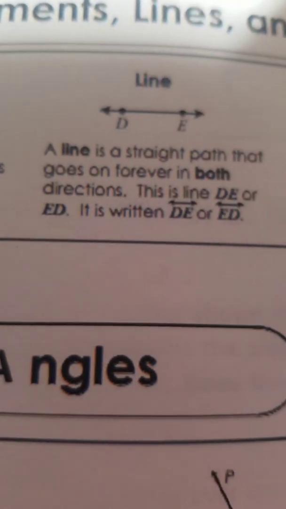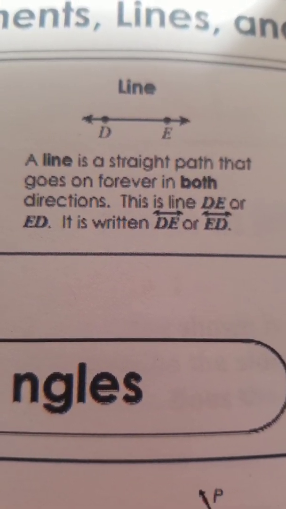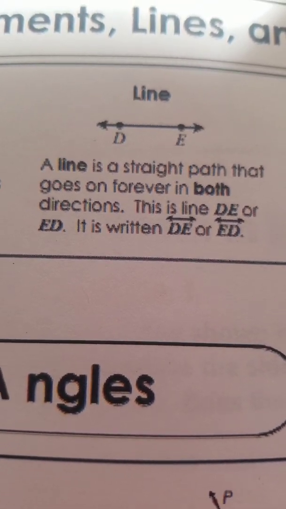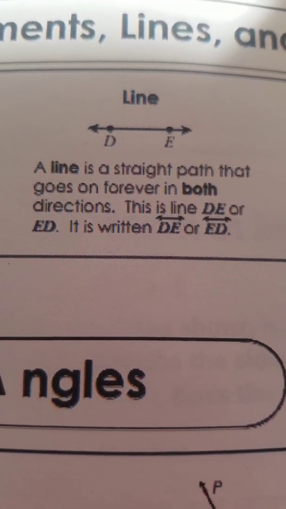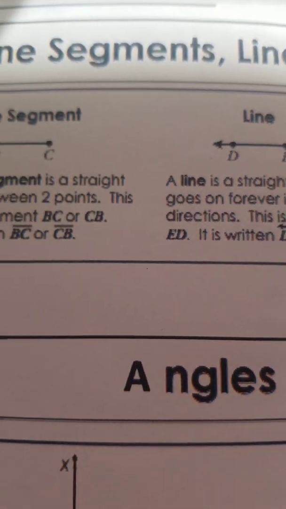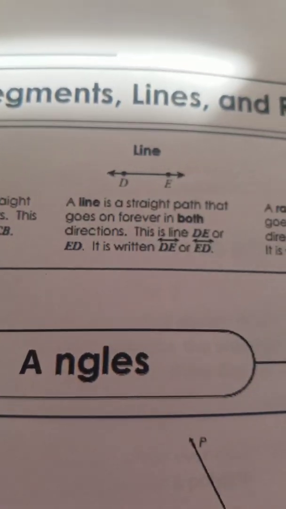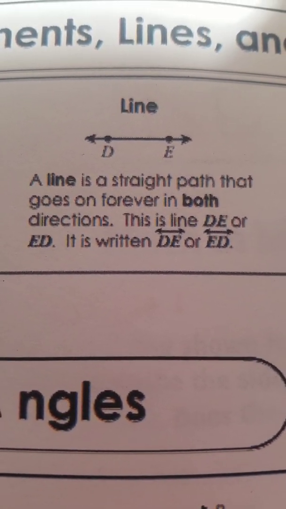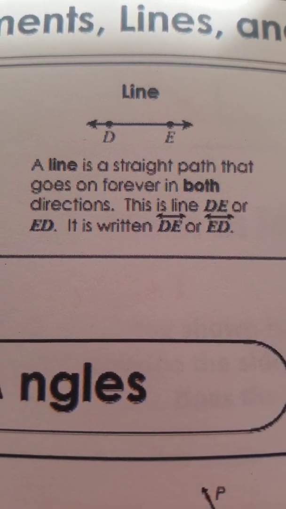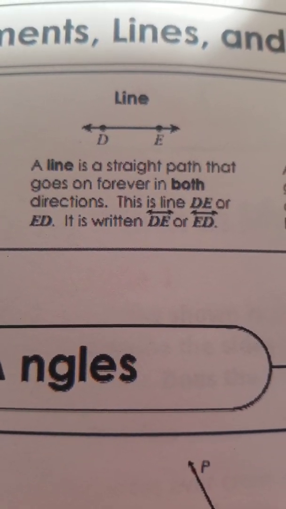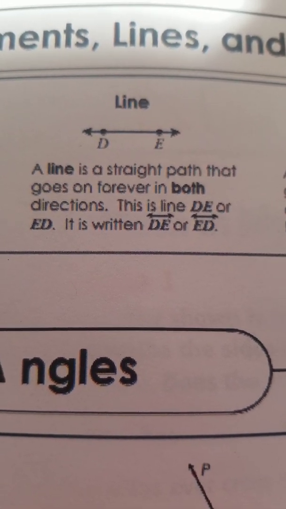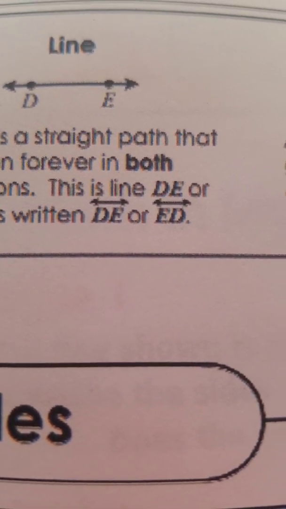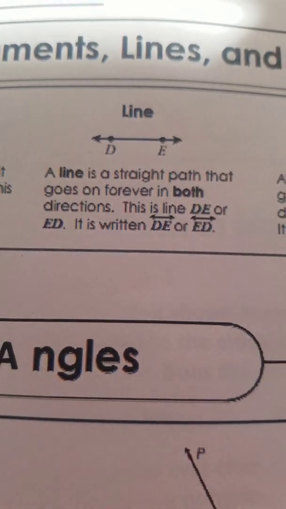The next one is a line itself, and a line is a straight path that goes on forever. See the arrows showing that? It goes on forever in both directions. So the reason this is a line and this isn't is because this has the arrow showing that it goes beyond points D and beyond point E in the opposite directions. You can see that this is called line DE, or you can reverse the letters, line ED. You can also make the little line symbol over those letters to name it.